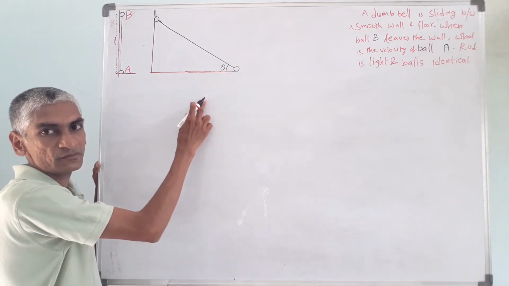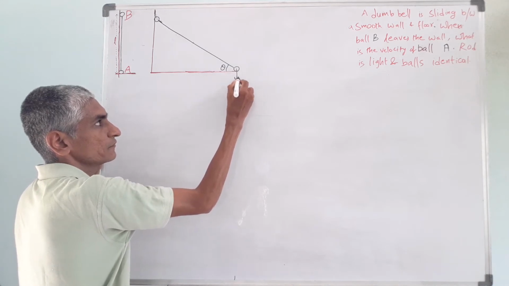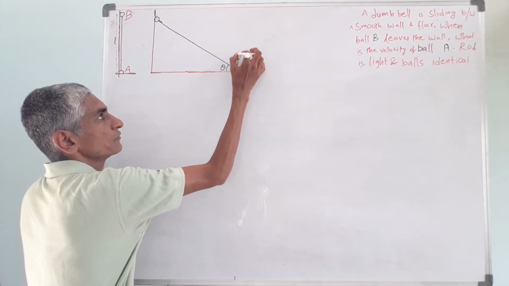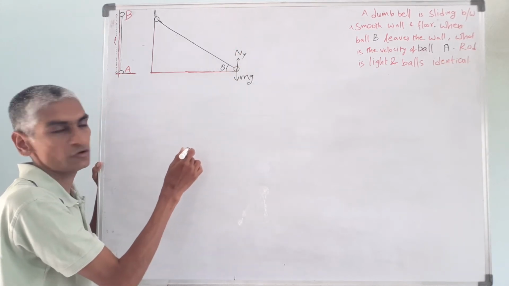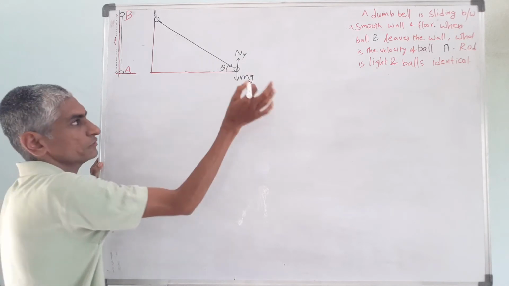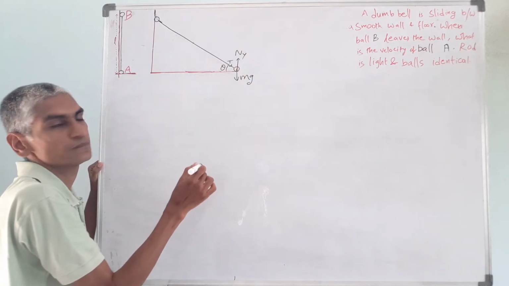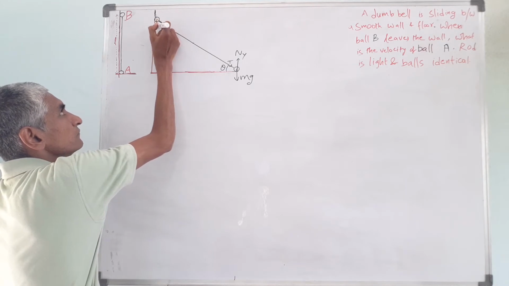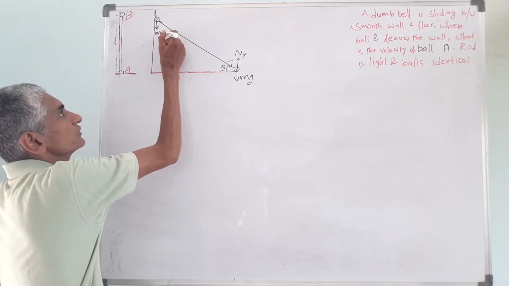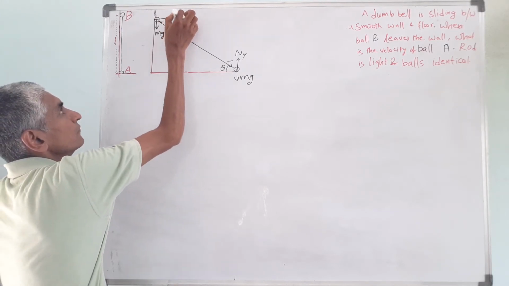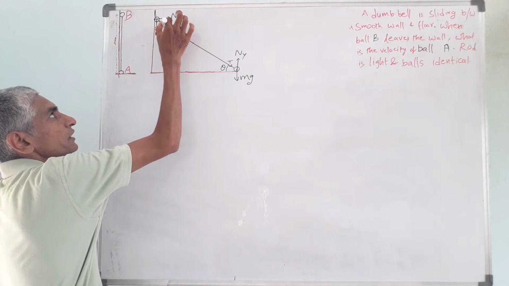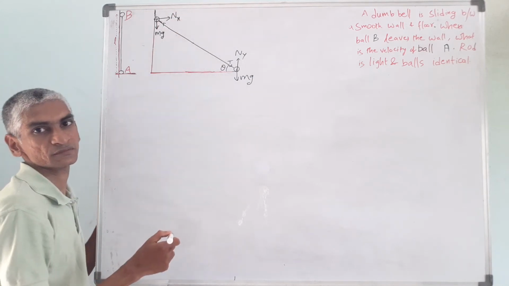Let us draw the free body diagram. Its own weight mg downward, normal force say from the floor Ny upward, of course, and tension from the rod, say T, on the wall in this direction. For this ball again mg downward, its weight, normal force from the wall say Nx in this direction, and again tension in the rod T in this direction.